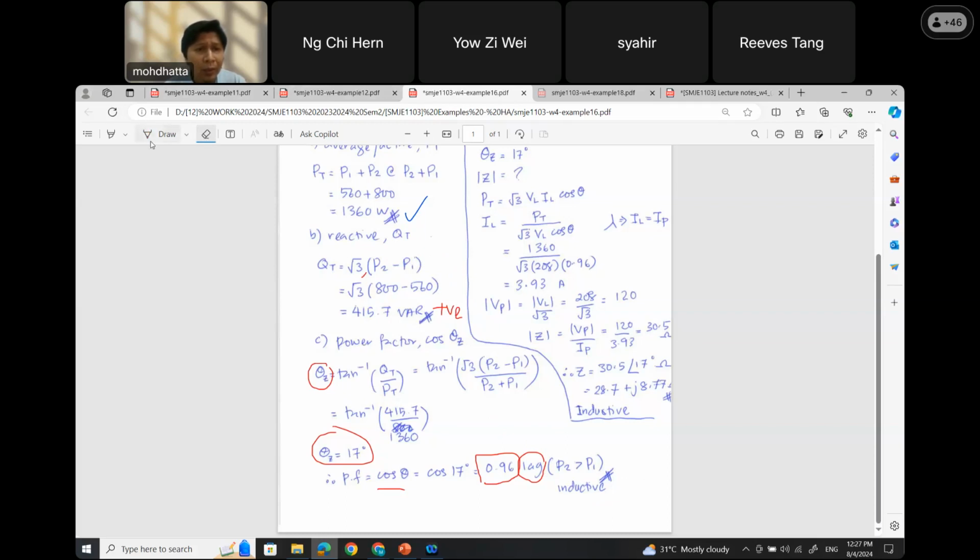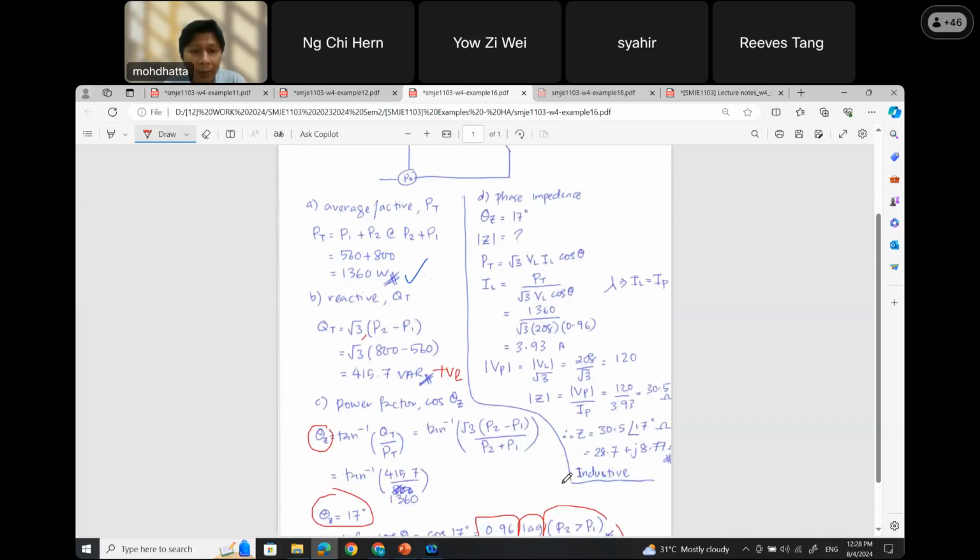Another way to look at it is by the definition in the slide earlier, where when P2 is larger than P1, of course this part will be a positive value. Since this is positive, Q will be positive. And with Q positive, we will have a lagging power factor.